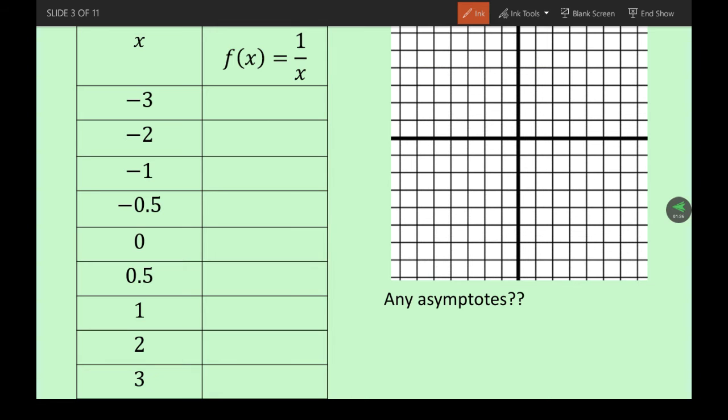So here I'm just making an x and y chart. Here's x, here's y. If I plug in -3, I get -1/3. Plug in -2, -1/2. -1, and so on. What happens if I plug in 0? Can I do 1 divided by 0? Nope, it's impossible. So I'm going to put does not exist. And I can plug in all these other numbers.